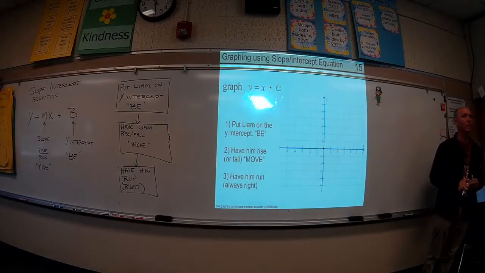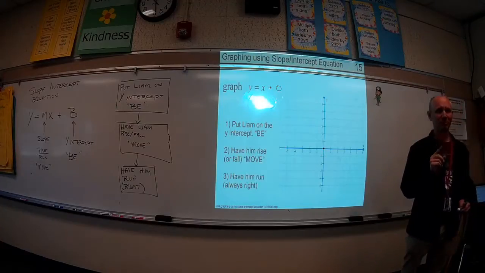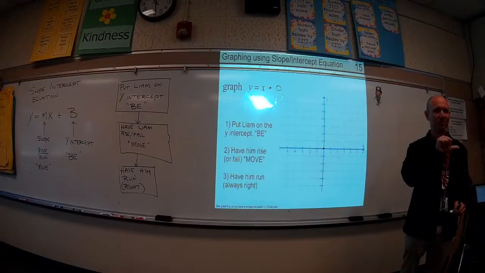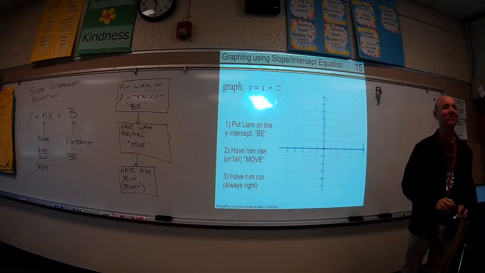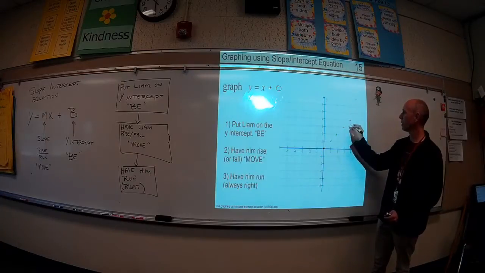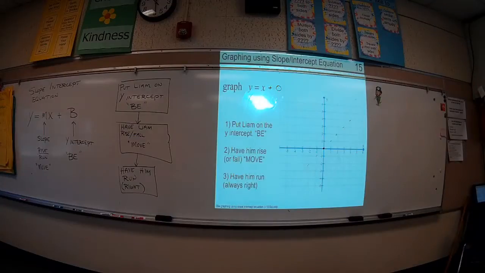Tell your neighbor, how does Liam want to move? Up 1 over 1. Let's do it. Up 1 over 1. Drop a bunch of points. After you've dropped them, connect the dots. I like your points.